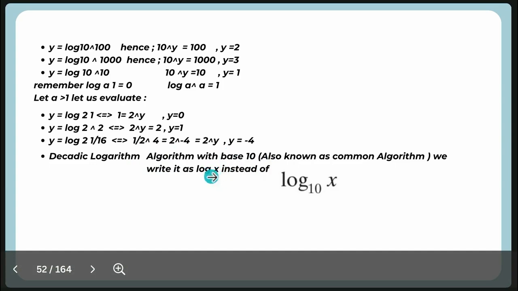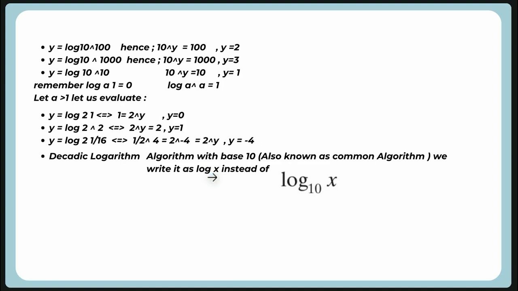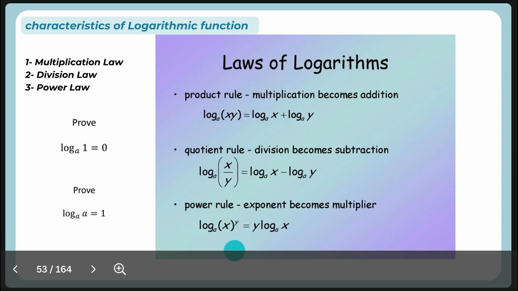Then we have the decadic logarithm. It's a logarithm with base 10. It's also known as the common logarithm. We write it as log of x instead of log 10 of x. So the decadic logarithm is a logarithm with a base 10, also known as the common logarithm, and we write it as log 10 of x.